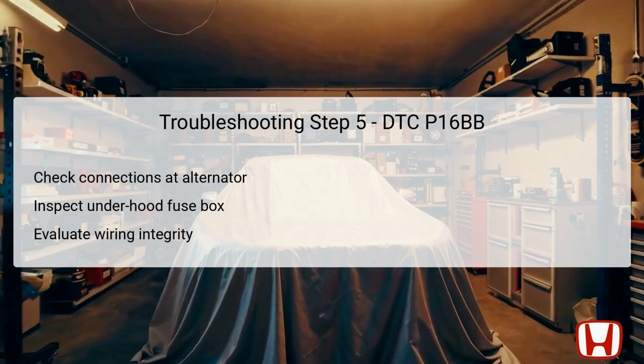Upon confirming that DTC P16BB remains present, it's time for rigorous physical inspection of critical wiring connections. Start by examining the connections and terminals at the alternator for signs of corrosion, looseness, or damage. A secure connection is imperative, as any disruption can lead to incorrect voltage transmission. Next, the underhood fuse relay box should be examined, particularly the B line, which channels power to the alternator. Any poor connections here can further propagate issues within the electrical system.